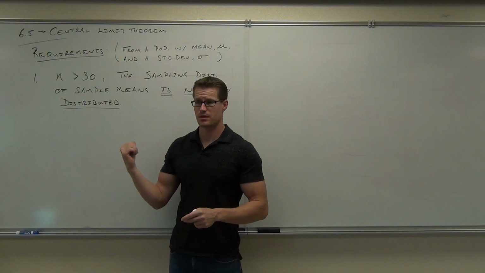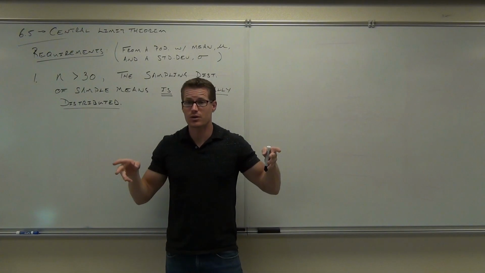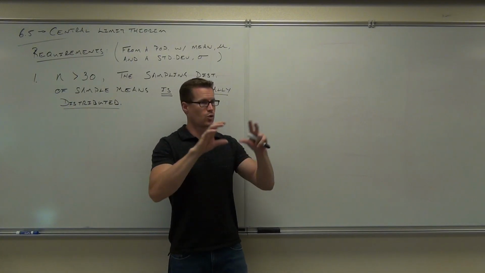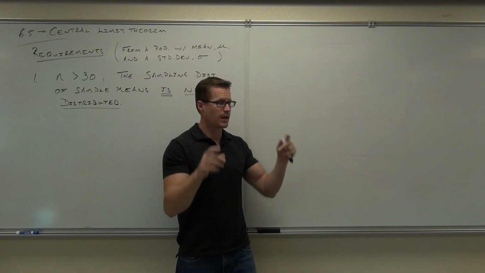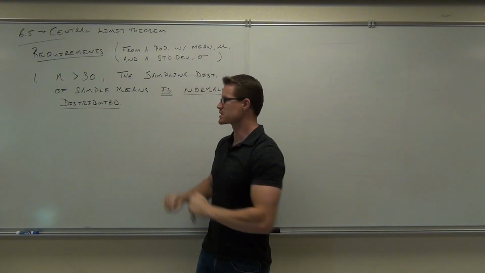That's what I'm saying here. Okay? Not that the ages are normally distributed. I don't even care. What I care about is that for each possible sample, if I go organize that data, it's going to be a normal bell-shaped curve. Are you with me on that? That's what this is saying.